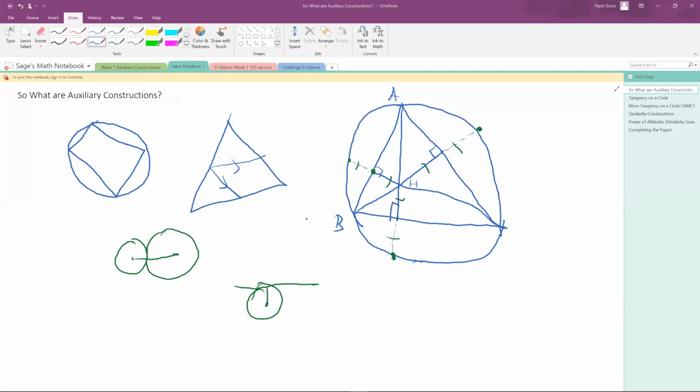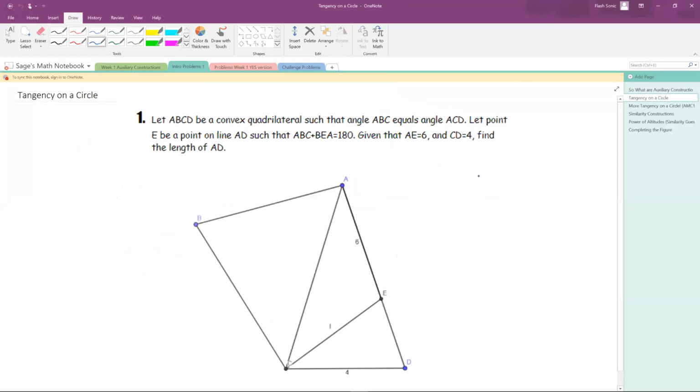All right. So now we're going to be getting on to tangency in a circle, which is our first introductory problem. Suppose ABCD is a convex quadrilateral such that angle ABC equals angle ACD, and let point E be on line AD such that angle ABC plus angle BEA is equal to 180. Given that AE is equal to 6 and CD is equal to 4, find the length of AD. So AD is right here. I'll give you guys 30 seconds or so to think about the problem and what we might want to try doing here.